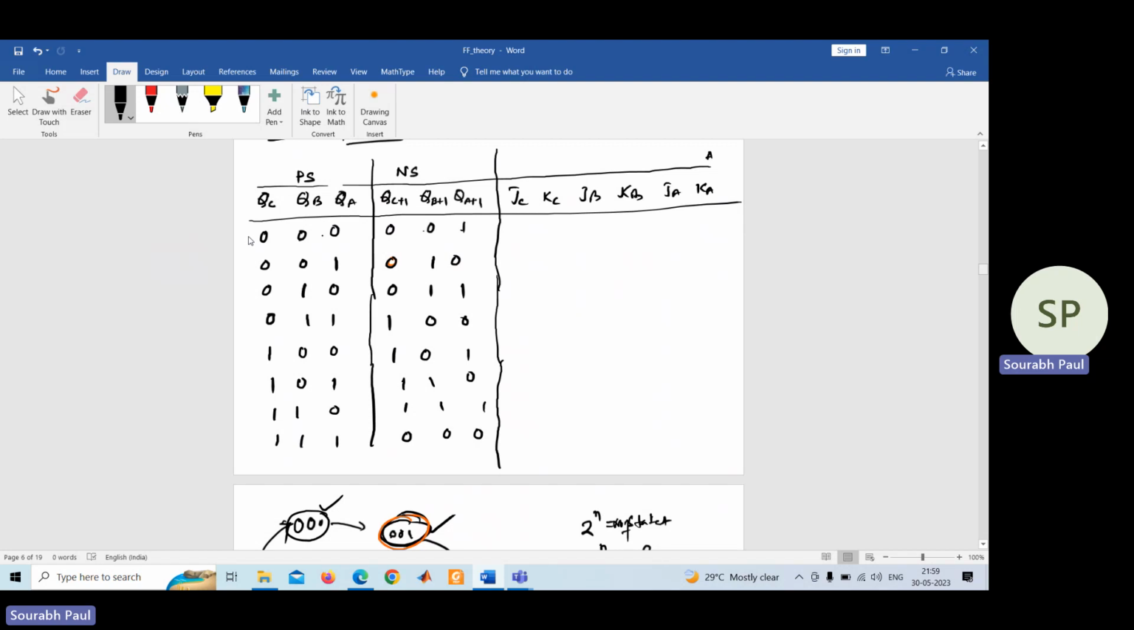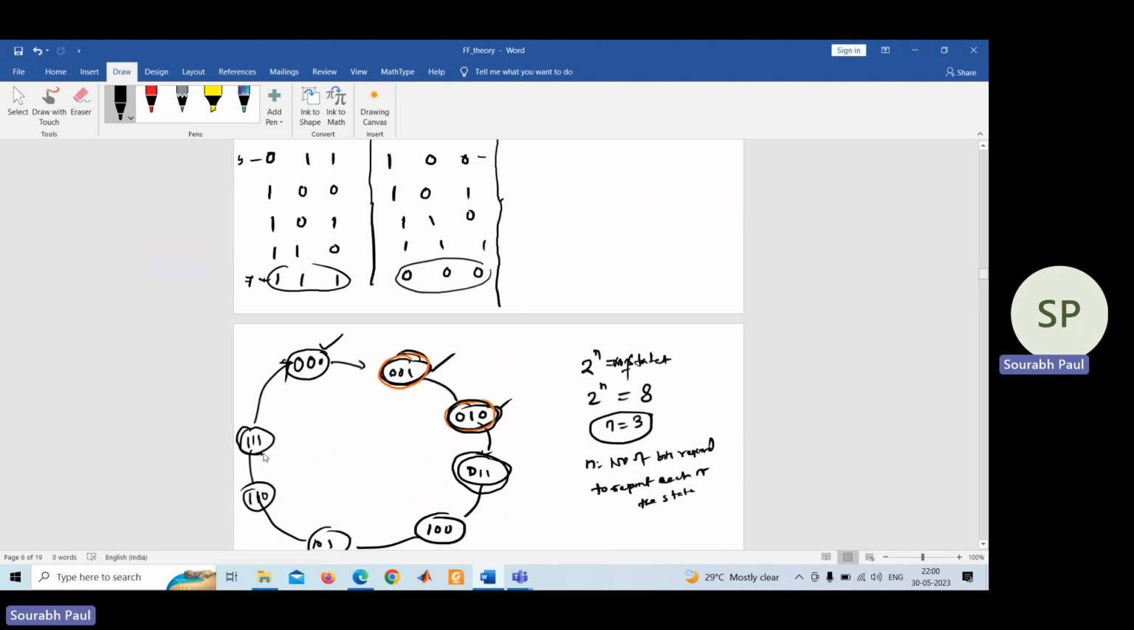Okay. So it means if your present state is 0, next state is 0, 0, 1, which is nothing but 1. If your present state is 1, next state is 2. If your present state is 2, next state is 3. If your present state is 3, next state is 4. Like that only. If you come to present state 1, 1, 1, which means 7, the next value will definitely be 0, 0, 0. That we have shown here.